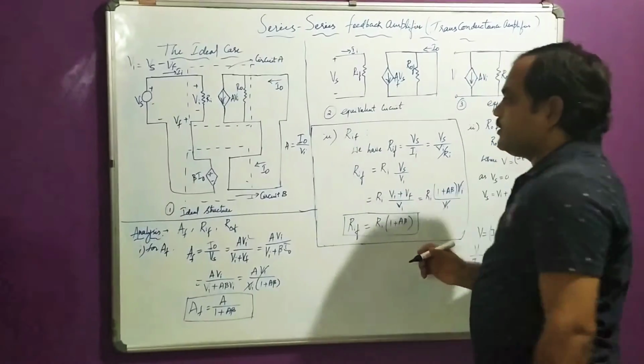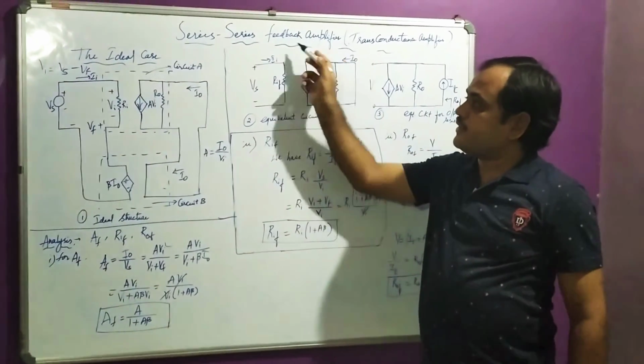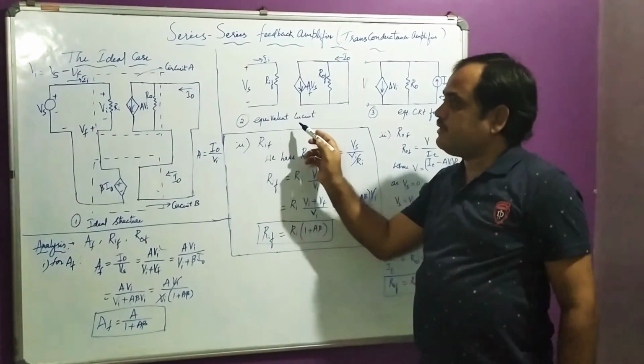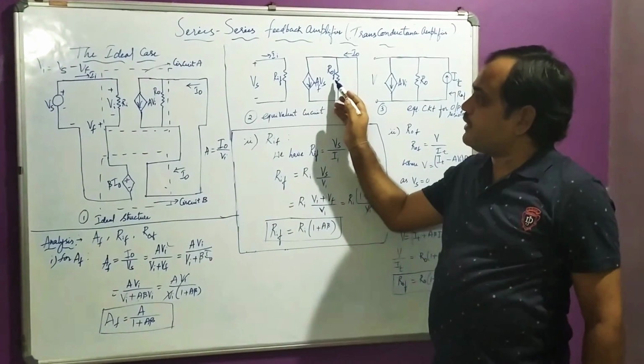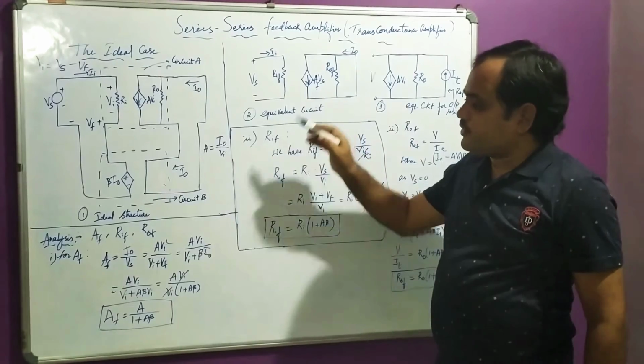So now come to the second one. This is an equivalent circuit. The second circuit is an equivalent circuit consisting of input resistance with feedback, output resistance with feedback, and you can observe AF, that is the closed loop gain.